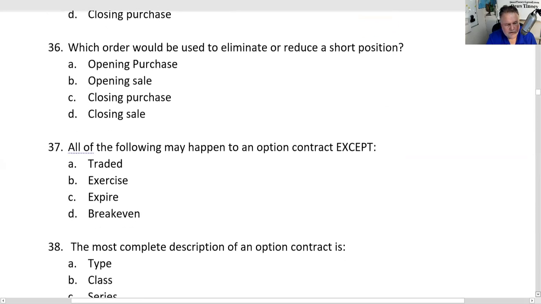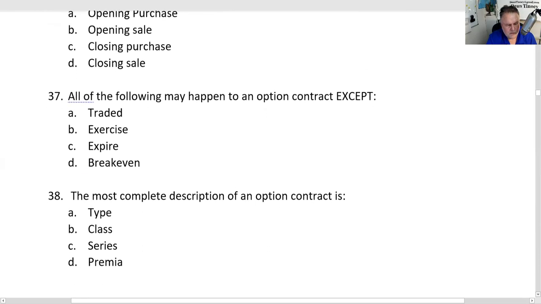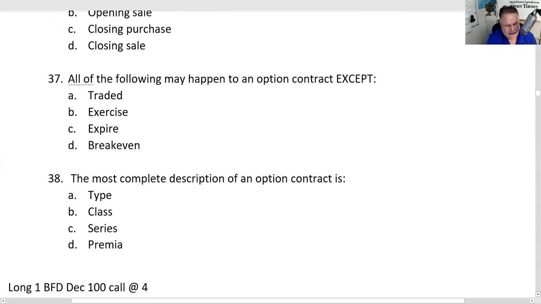Now, be careful on 37. I'm not asking what can happen to a player. I'm asking what can happen to an option contract.